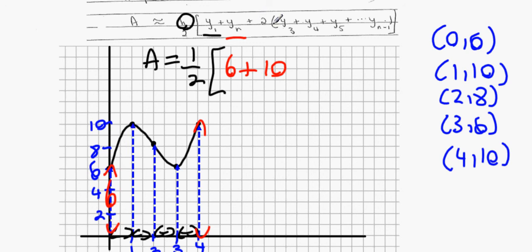Now we have to do 2 times the other heights. The other heights are going to be this one here, so that'll also have y2, y3, y4. The second height is 10. So 2 times 10 plus 2 times 8 plus 2 times 6, and close the bracket.